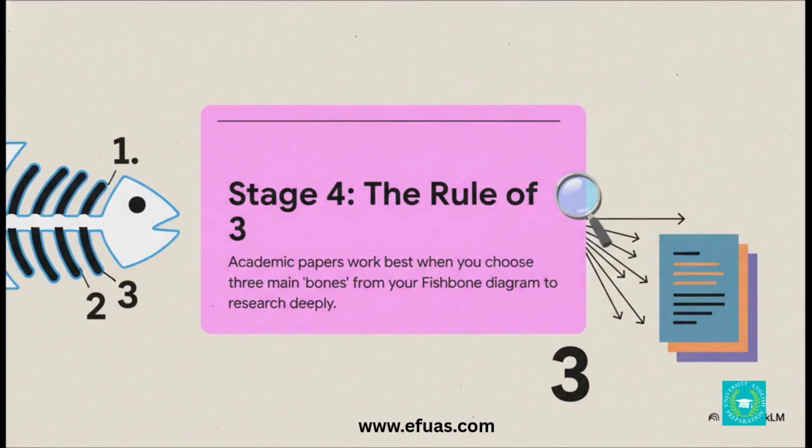Okay, so once your fishbone diagram is full of all your great ideas, we move to stage 4. I like to call this the rule of 3. You see, academic papers are always strongest when they're really focused. So you're going to look at all the ribs you brainstormed and choose the 3 most important ones. These 3 subtopics, they're going to become the very core of your paper.